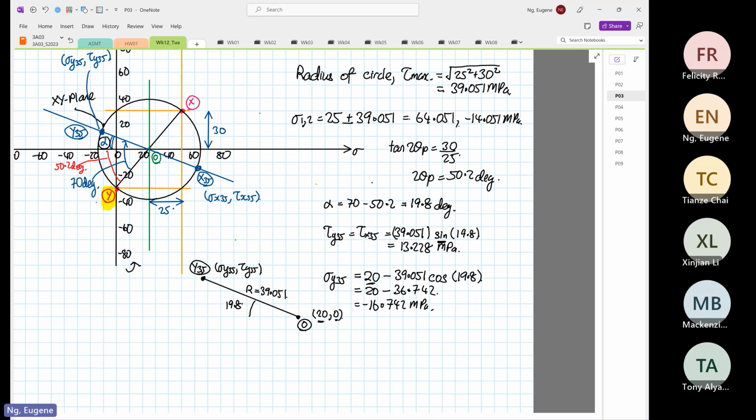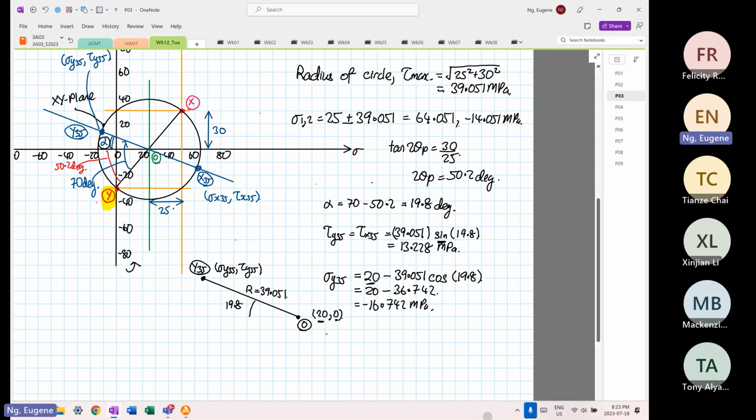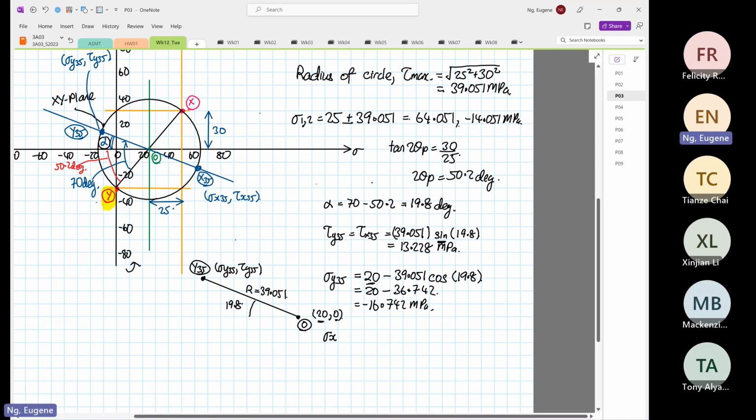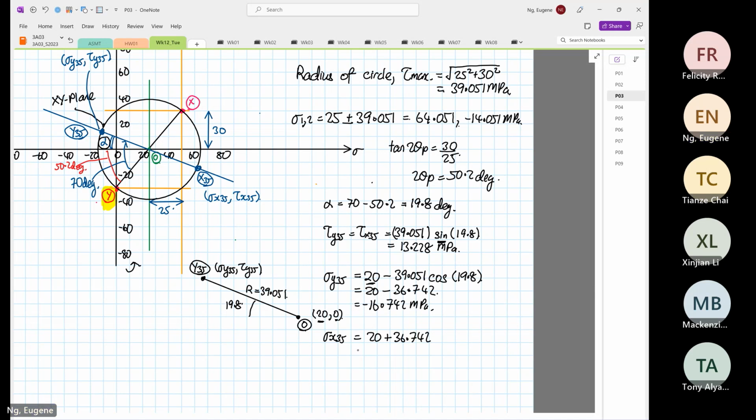Now we also know that the stress X35 is from the center of the circle moving towards the right. So it's 20, and then you just add 36.742. So this is equal to 20 plus 36.742, which is equal to 56.742.